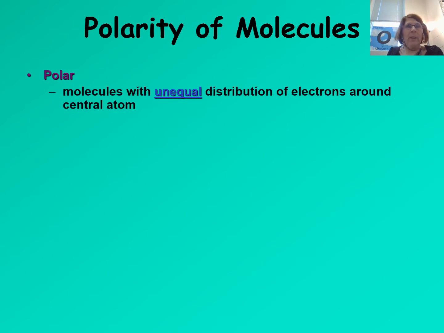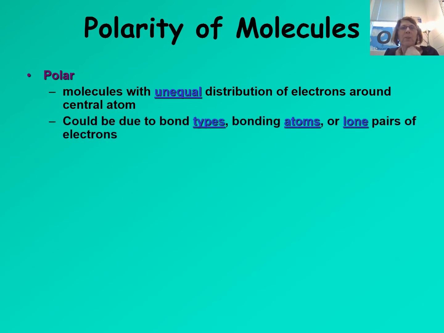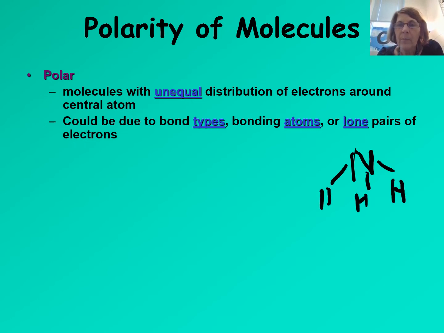If a molecule is polar, what we're going to look for is an unequal distribution of electrons around the central atom. That could be due to bond types, atoms, or lone pairs. When I talk about lone pairs, let's say we have NH3. Lone pairs are what's on the central atom. It can be on the top, or on the top and bottom. That's called a lone pair, and that will automatically make it polar if we see something like that.